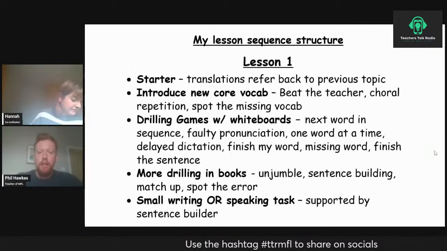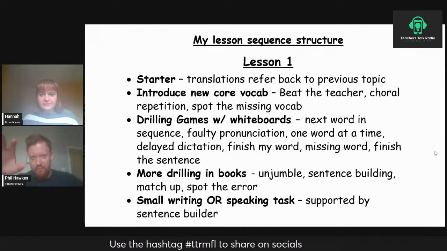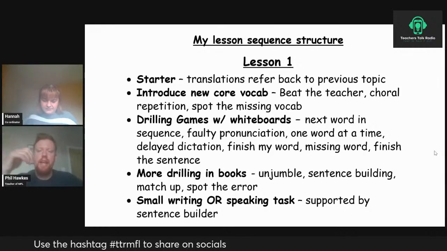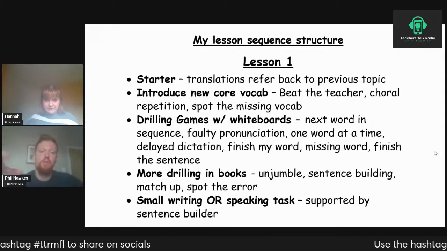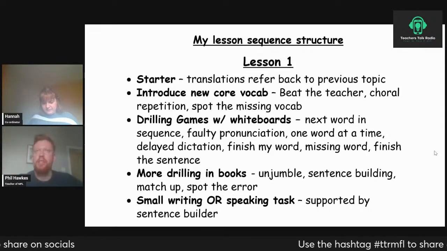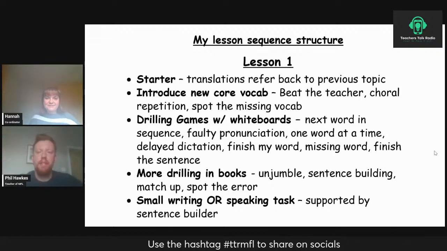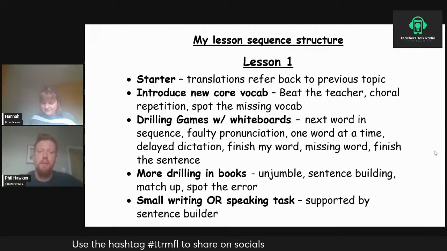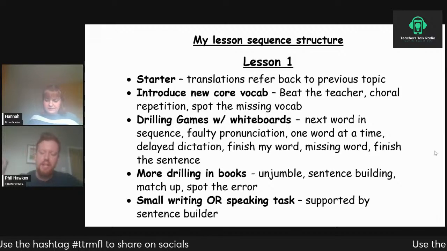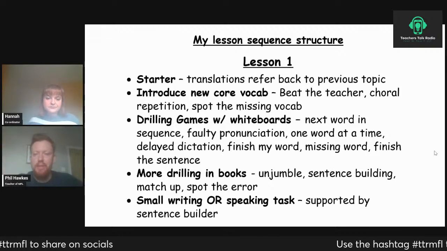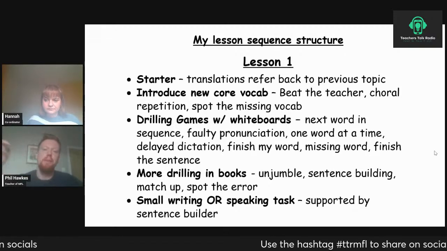Okay. My lesson sequence structure. This is how I do it, personally. As I said at the start, it doesn't always work like this. Thursday, last lesson with my year 9s, they might be too lively, and I might not be able to do it like this. I might have to go straight into a reading task instead in order to settle them down. But this is the ideal. This is what I'm aiming for.